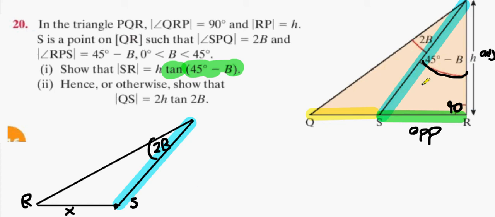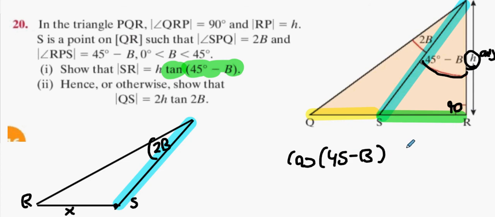So I'm going to go back here again. Now, if I'm looking for the blue line, that's the hypotenuse, isn't it? Where's H located? Adjacent, isn't it? So what do you think cos 45 minus B is? H over hypotenuse, which we'll call y. Is that right? And now what's y on its own?